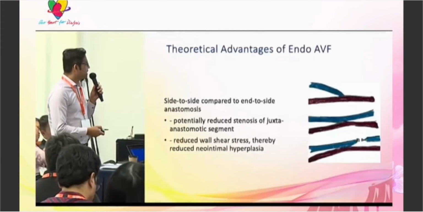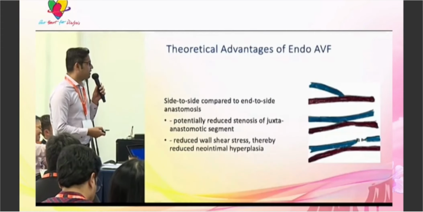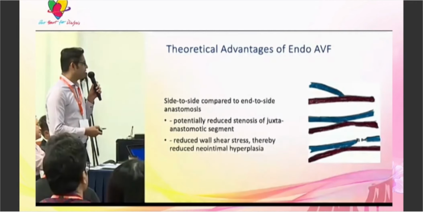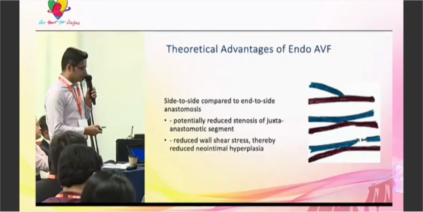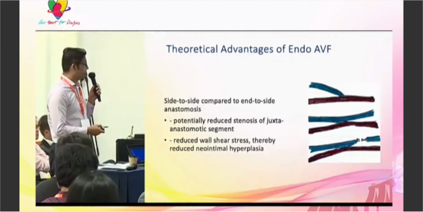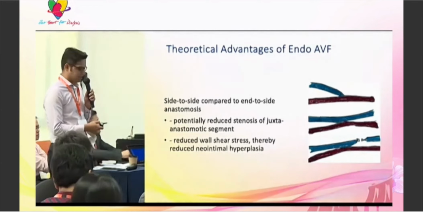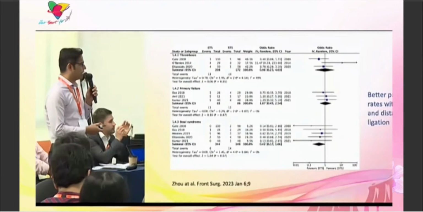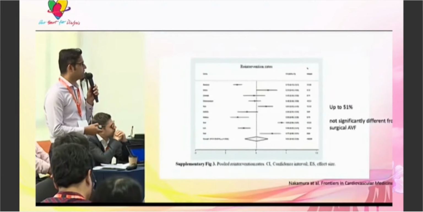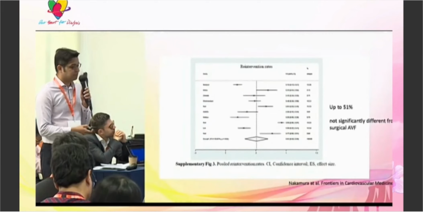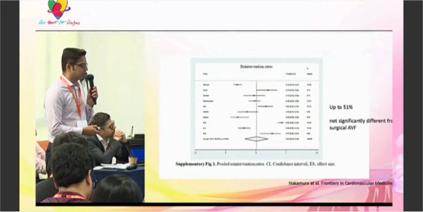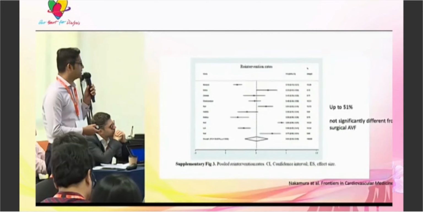So let's move on. In a sense, endo AVF does offer some theoretical advantages in terms of reduced wall shear stress and chances of juxta-anastomotic segment stenosis being low. But those kind of results have not yet been replicated in actual practice. And in fact, the reintervention rates are close to almost 51%.